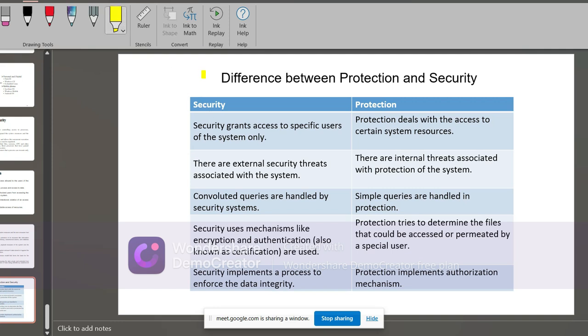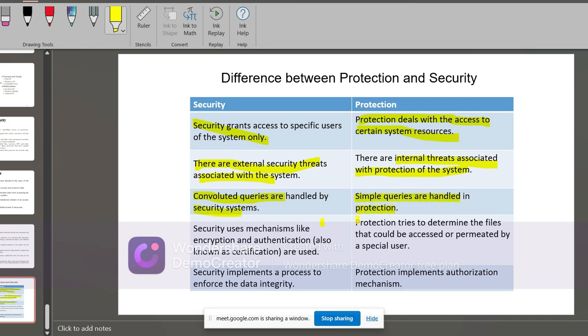Now see the difference between protection and security. What is security? Security grants access to a specific user of a system. But protection deals with access to certain system resources. In security, external security threats are associated with a system. Protection is there for the internal threats associated with the protection of a system, such as a few files that cannot be accessed by another user. So this is protection which is given inside the system itself.